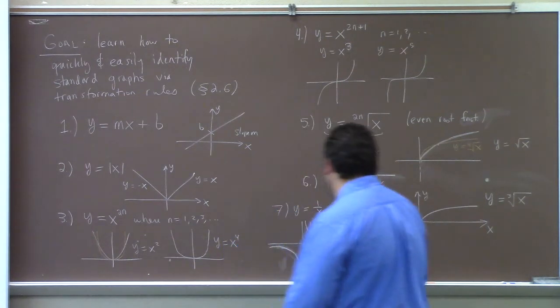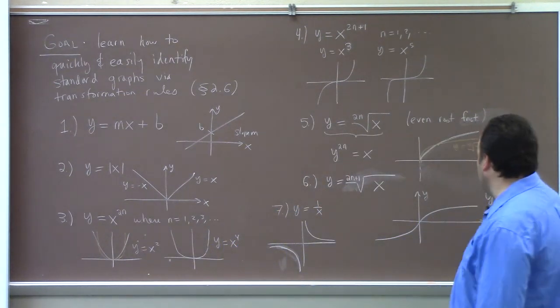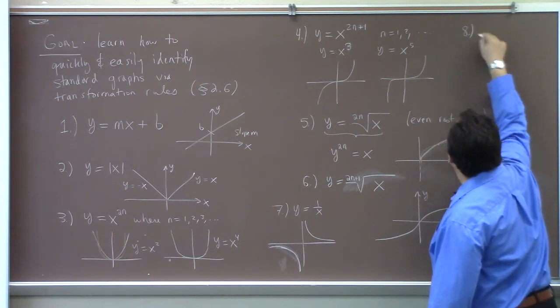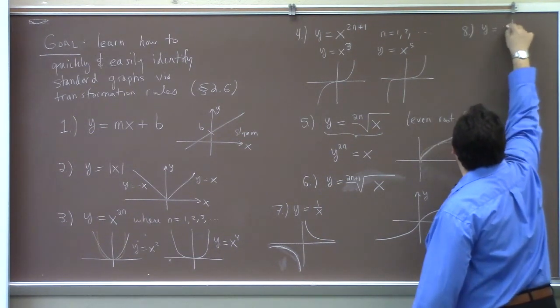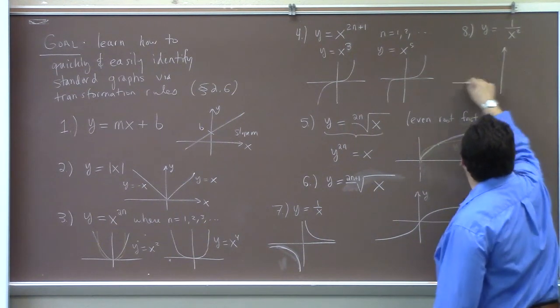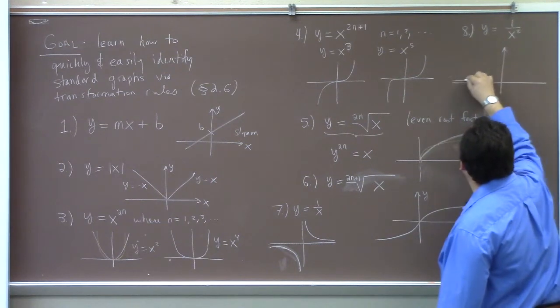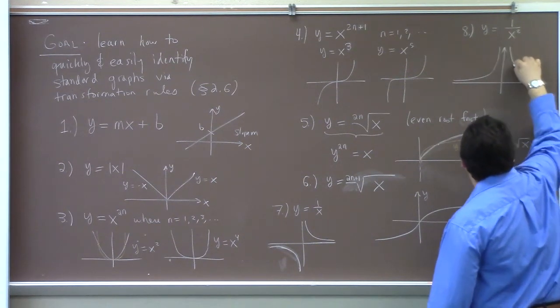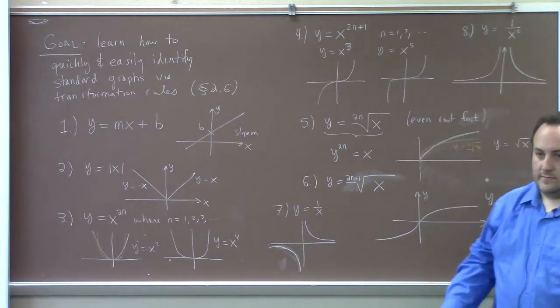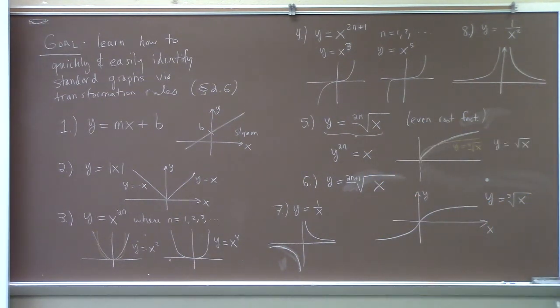Basically, that's what y equals 1 over x looks like. And I've run out of room. I guess I'll put it up here. How about y equals 1 over x squared? This is the volcano function. It goes to infinity like that. So if you know these, and I feel like I'm missing a couple. I don't know what I'm missing at the moment. I'm missing something.